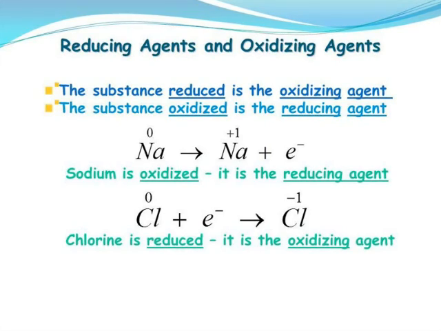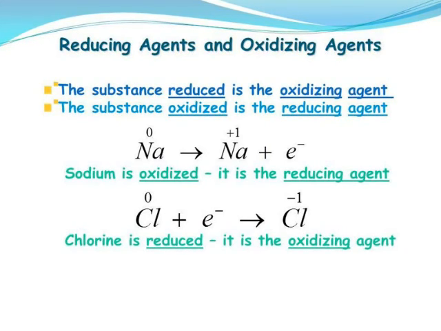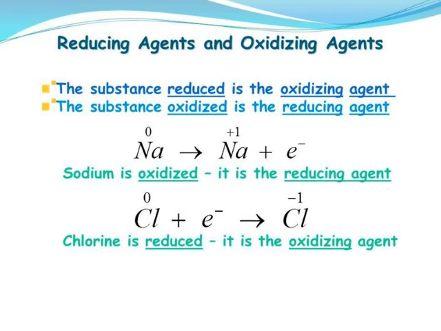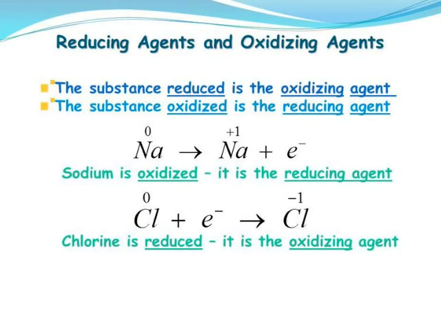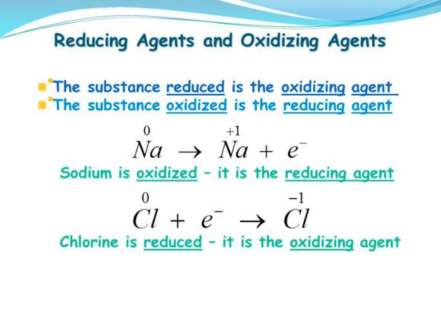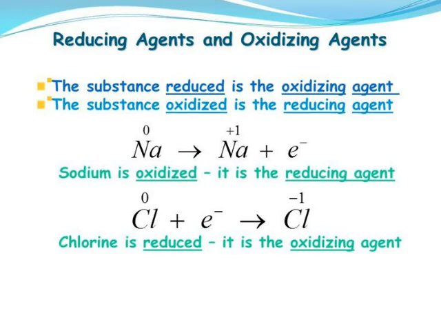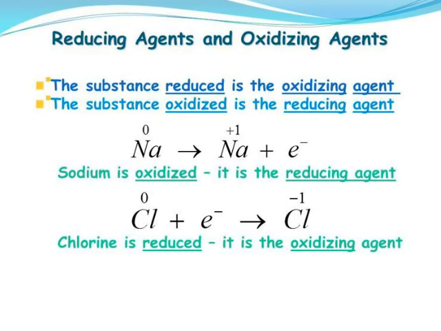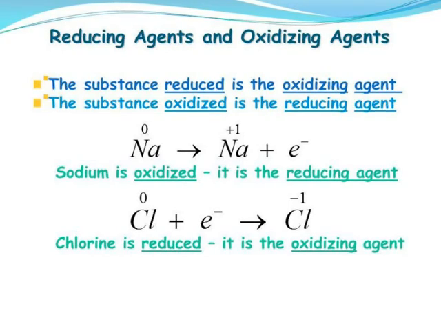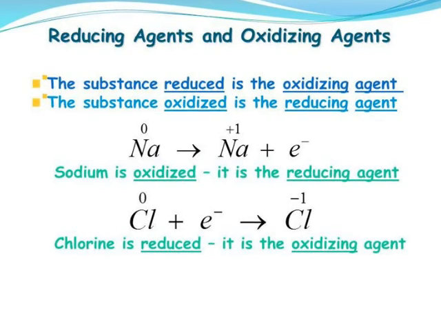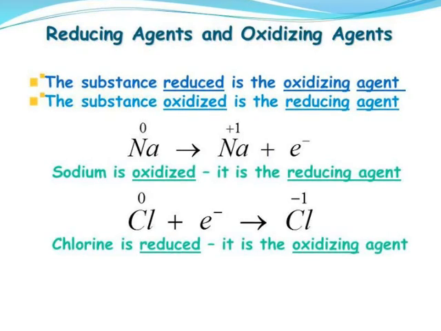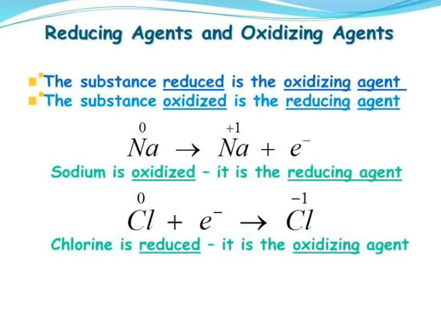Now, if sodium is being oxidized, which agent is it? Well, it's the agent for the opposite thing. Sodium is being oxidized. It's giving away an electron. You can think of it as forcing an electron on the chlorine. So it's forcing the chlorine to be reduced. So if sodium is being oxidized, it is the reducing agent. On the flip side, if chlorine is being reduced, you can think of that as stealing the electron from the sodium. So it's the oxidizing agent. It's forcing the sodium to become oxidized.